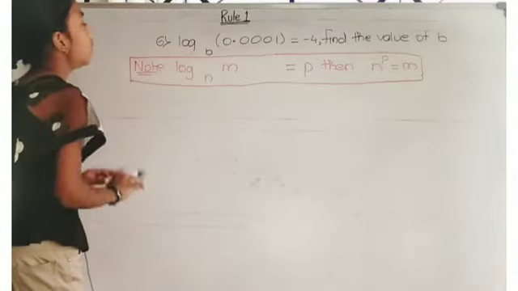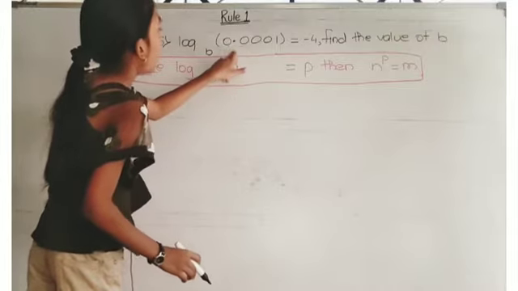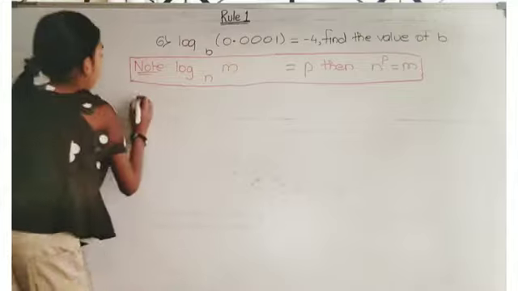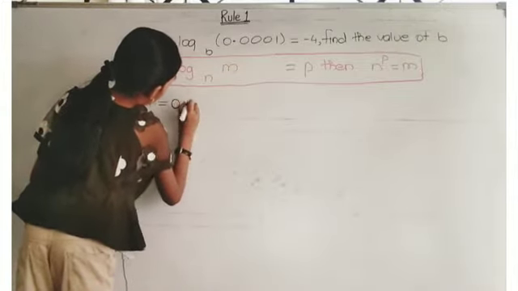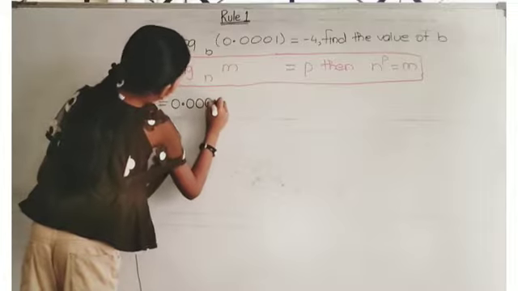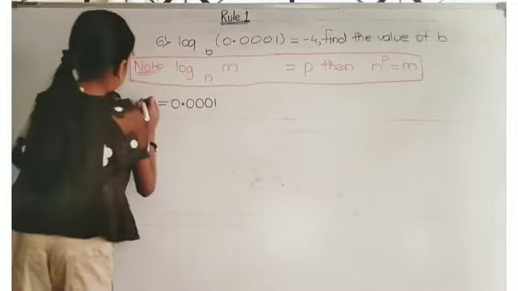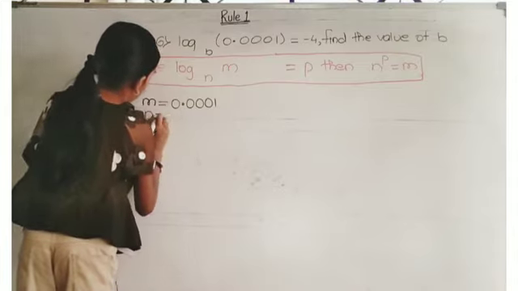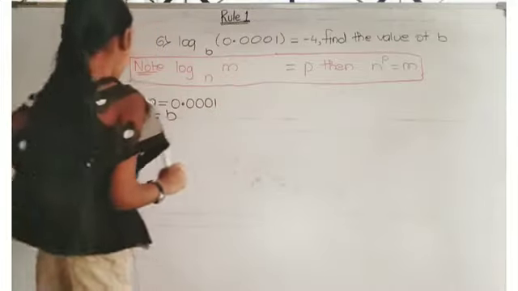Now we are going to compare. So m is equal to 0.0001, n is equal to b, and p is equal to minus 4.